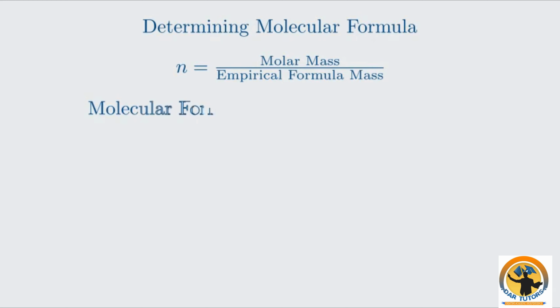Now, let's bridge the gap between an empirical formula and a molecular formula. The molecular formula is always a simple whole number multiple of the empirical formula. We find this multiple N by dividing the molecular formula mass by the empirical formula mass. Let's work through an example where we are given the empirical formula, but need to find the molecular formula.